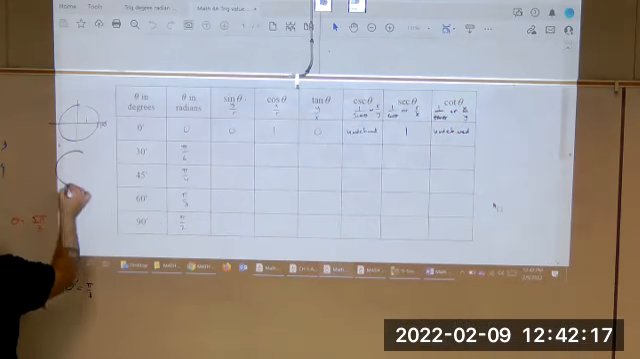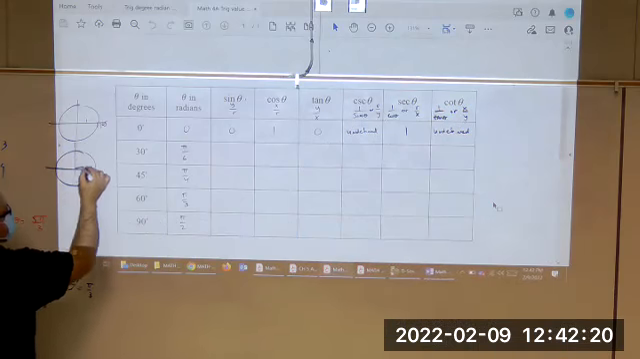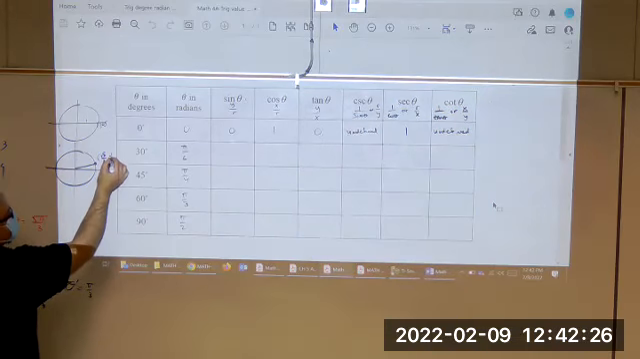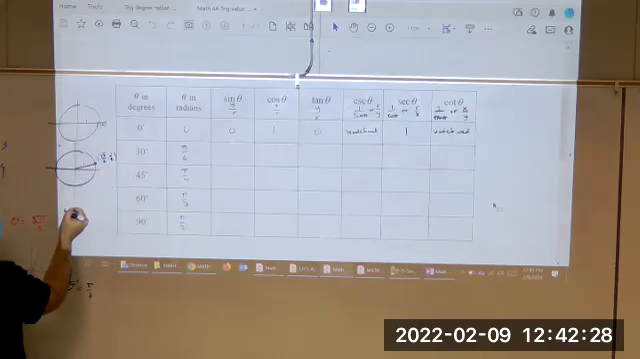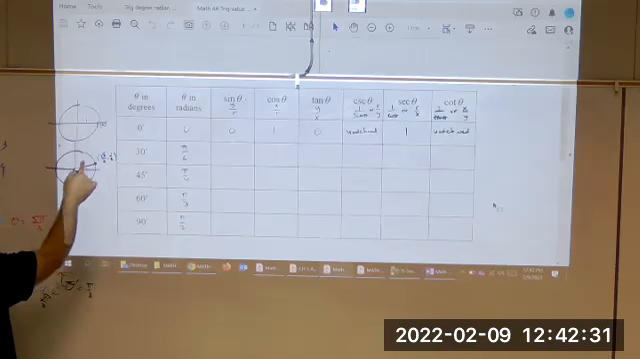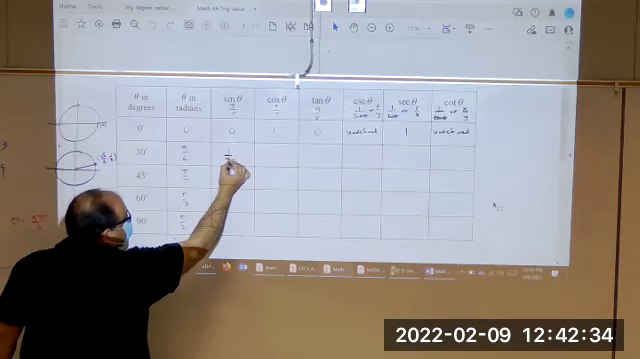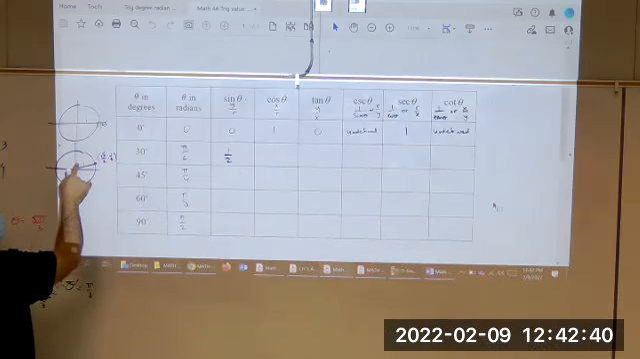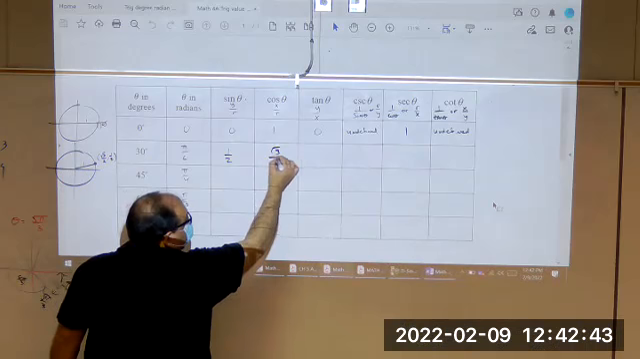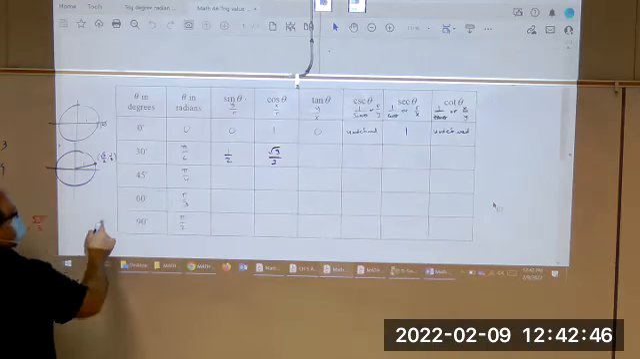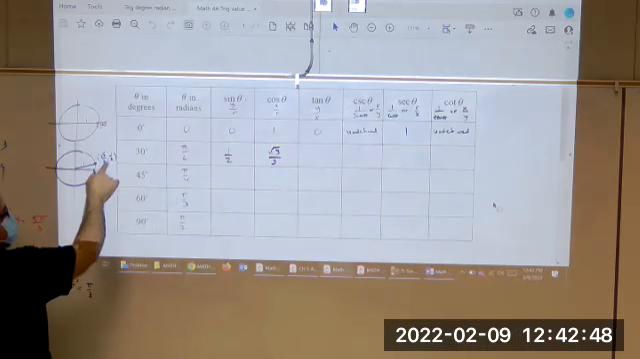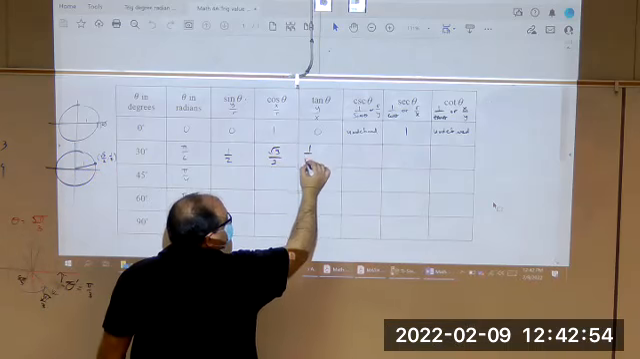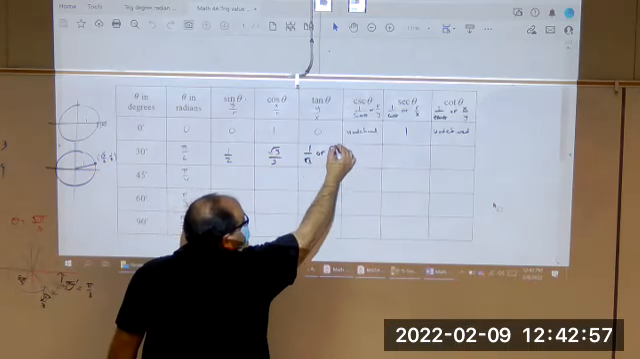And then we're at 30. The x is square root 3 over 2, the y is 1/2, and the radius is 1. So 1/2 over 1, sine is 1/2. The cosine is x over r, square root 3 over 2 divided by 1, so square root 3 over 2. The tangent is y over x, 1/2 over square root 3 over 2, so that's 1 over square root 3, or if you rationalize, square root 3 over 3.